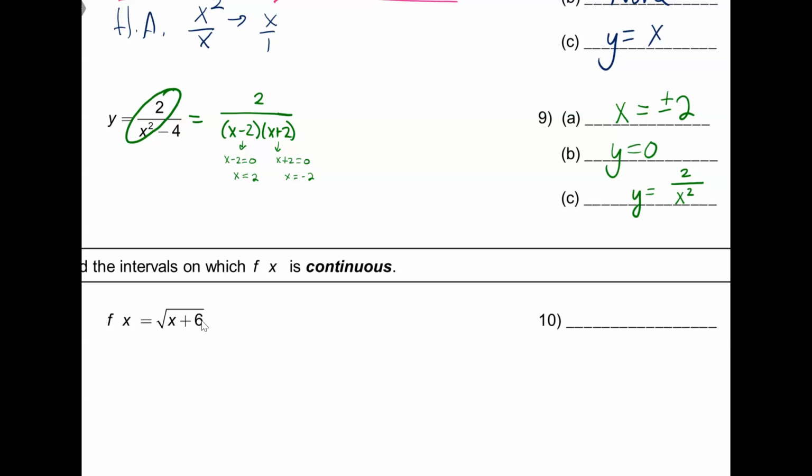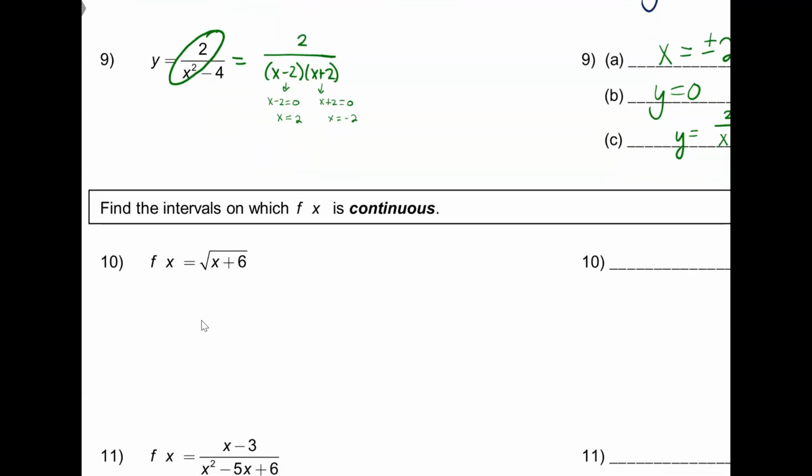Okay, perfect. Find the intervals on which f of x is continuous.